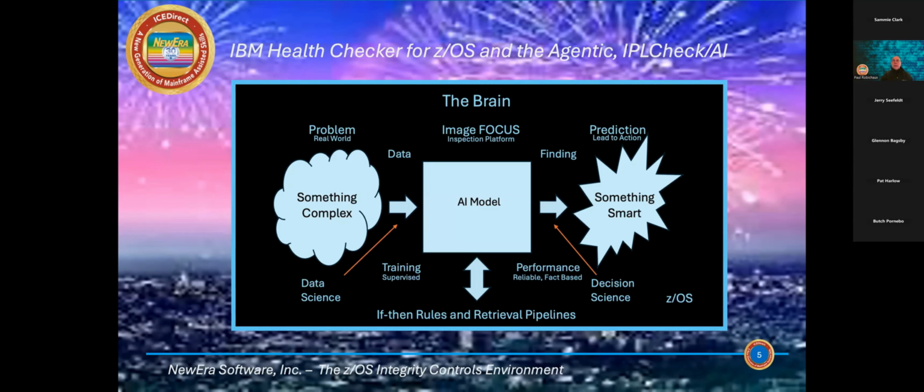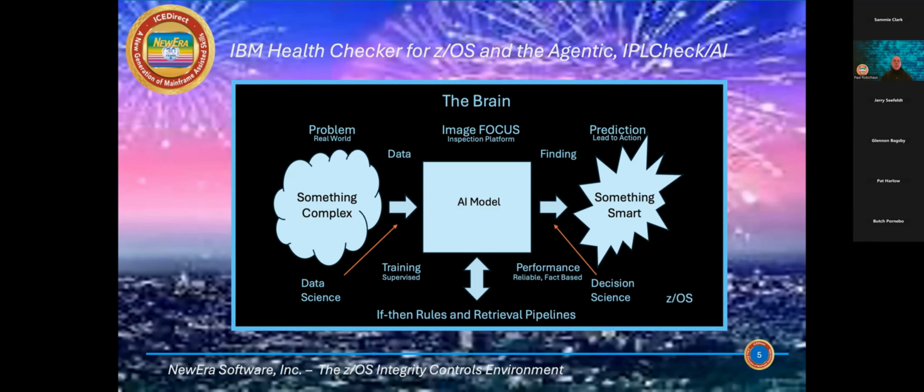Actually, like most AIs, it's designed to solve a complex problem. In this case, the problem statement is: is there anything along the IPL path in an existing image, as known by ZOS, that might result in a failed initialization the next time I push the button during an IPL?